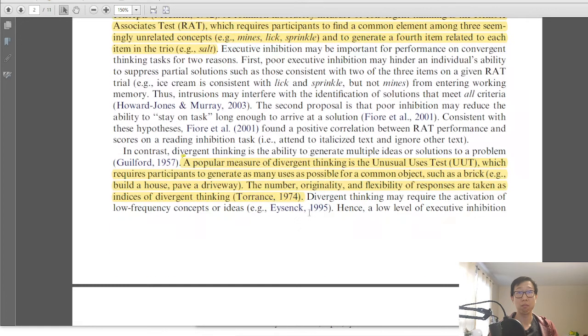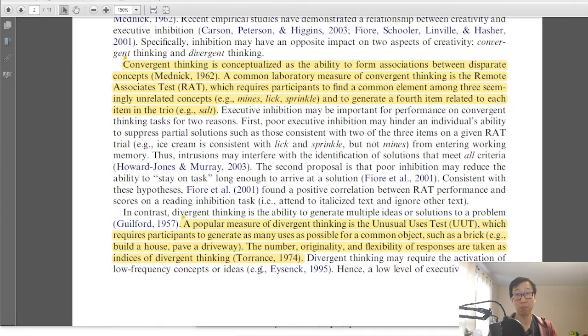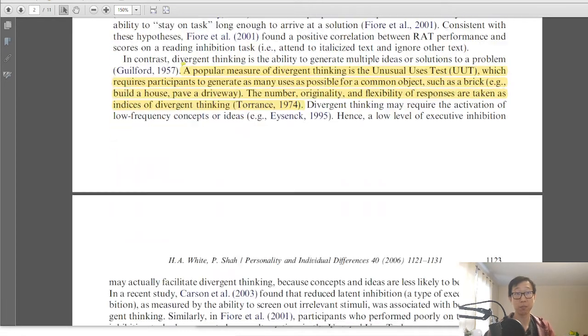So you can imagine, as a hypothesis, in fact, the authors do hypothesize that people with ADHD are better at divergent thinking and relatively worse at convergent thinking.